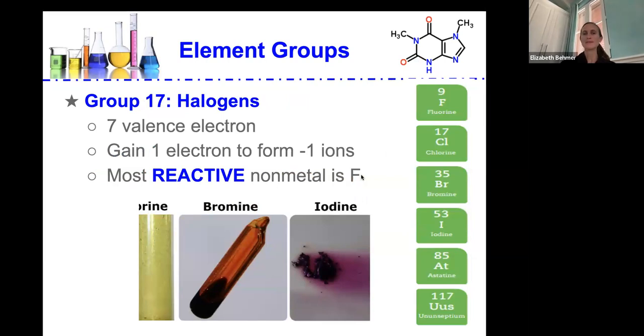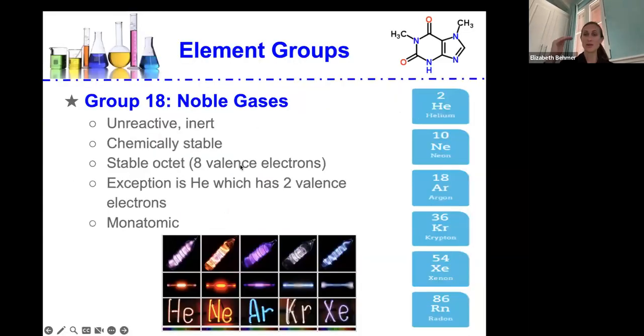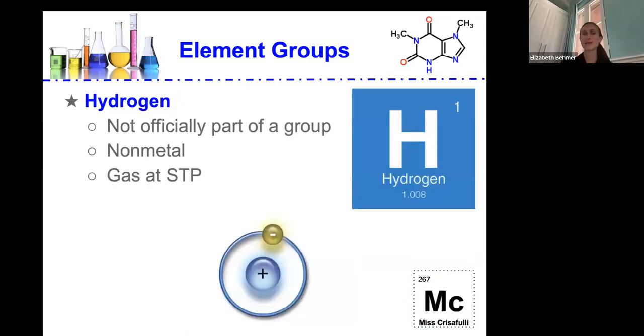Group 18 are the noble gases. They're unreactive, inert, because they have a stable octet. They have 8 valence electrons, which can fill up all of those electron energy levels, so we call them chemically stable. They're inert because these are stable elements that don't need to gain or lose an electron. The exception is helium, which has 2 valence electrons, and they're all monatomic, meaning there's just one atom per each. Hydrogen is not officially part of a group, so we call it just the hydrogen group. It's a nonmetal, and it's a gas at standard temperature.